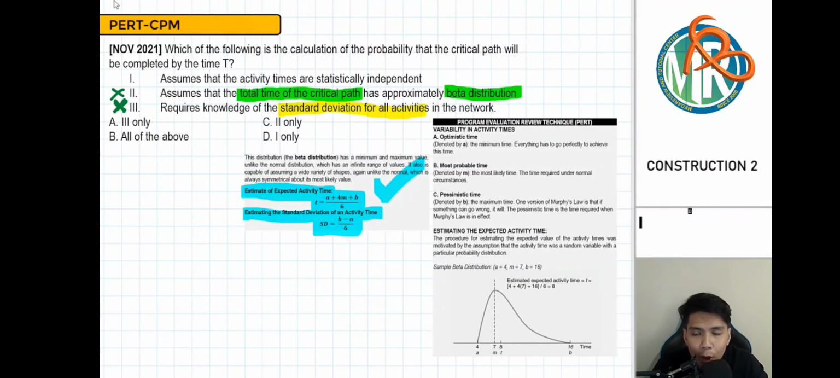From there, let's proceed to the first statement, assumes that the activity times are statistically independent. Yes, that is true. Because in our beta distribution, the procedure for estimating the expected value of the activity times was motivated by the assumption that the activity time was a random variable with a particular probability distribution. When you say random variable, it is not dependent on other data, right? So that's why this is correct, we are statistically independent. So our answer key for that is 1 only, and that is letter D.